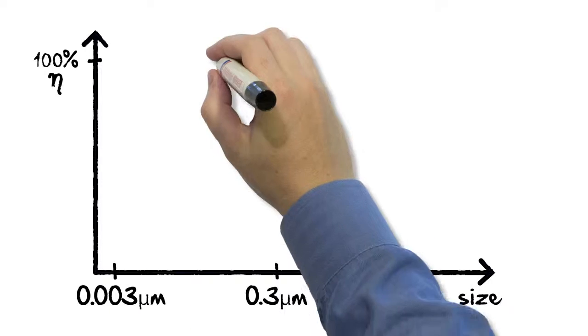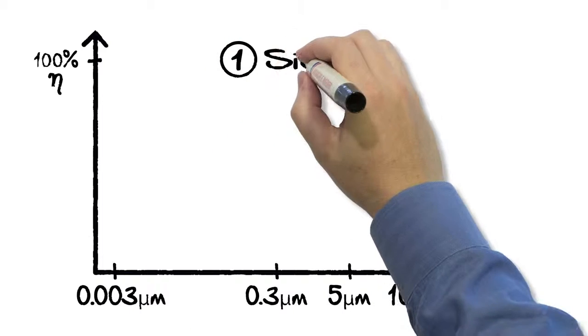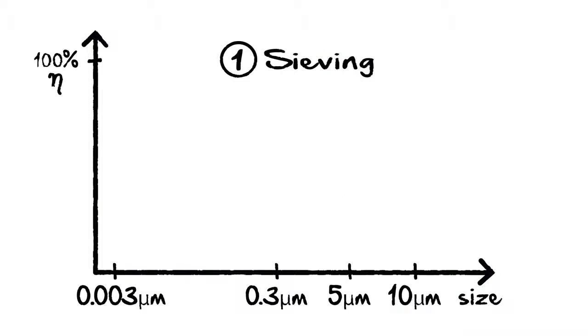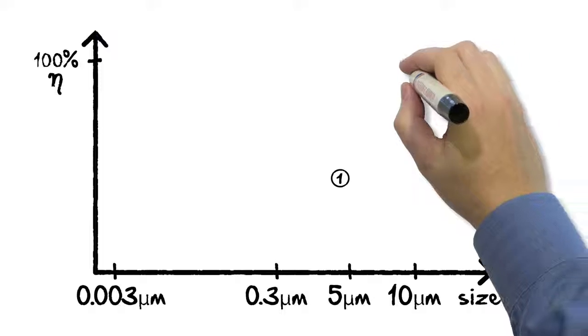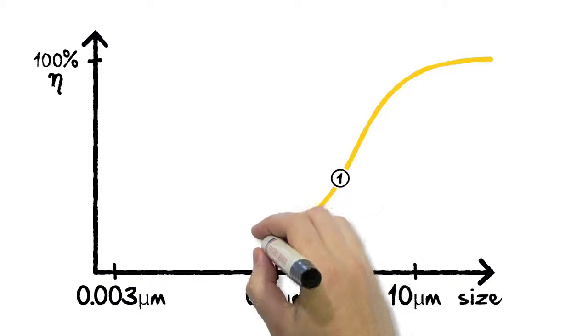So when we look at the first capture mechanism, sieving, that's going to be very effective towards very large particles. So the bigger they are, at some point here they show 100% efficiency. And then that drops off very quickly.